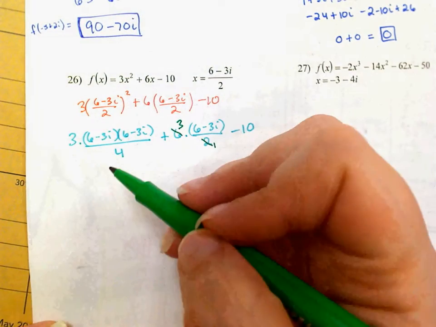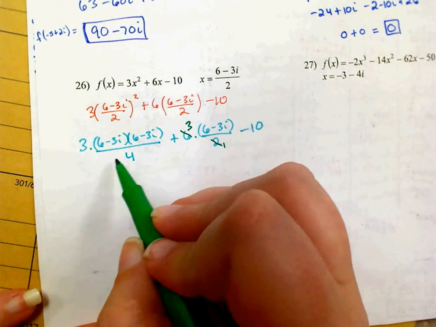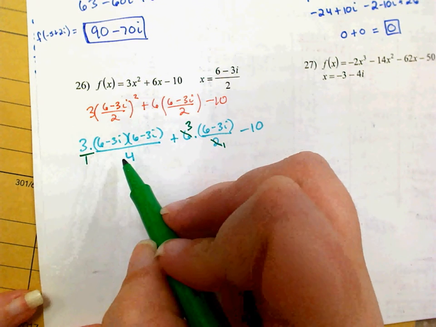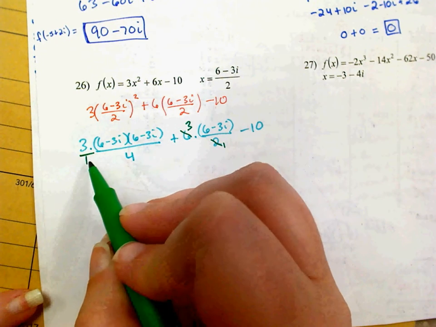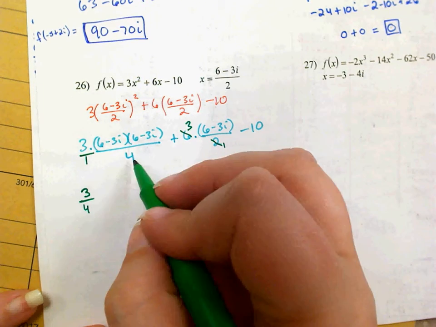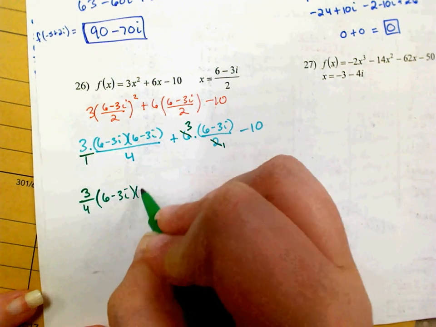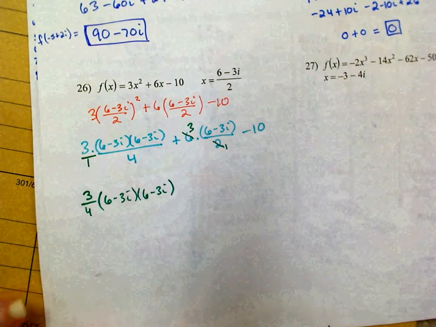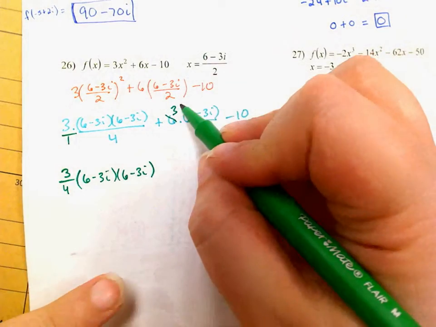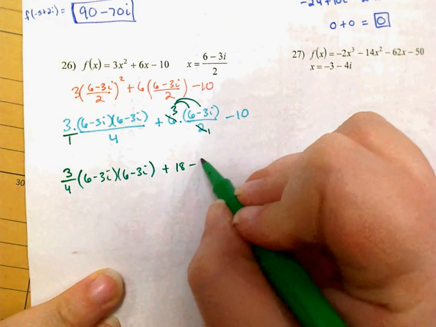So the easiest way for me to think of this is, instead of 3 over 1 times this over 4, I'm going to bring the 4 out with it. And I'm going to say that's the same thing as saying 3/4, 3 divided by 4 times all that, which I'm going to go ahead and start multiplying. Well, I guess I can go ahead and do this. I'm going to distribute my 3. 18 minus 9i, and then minus 10.